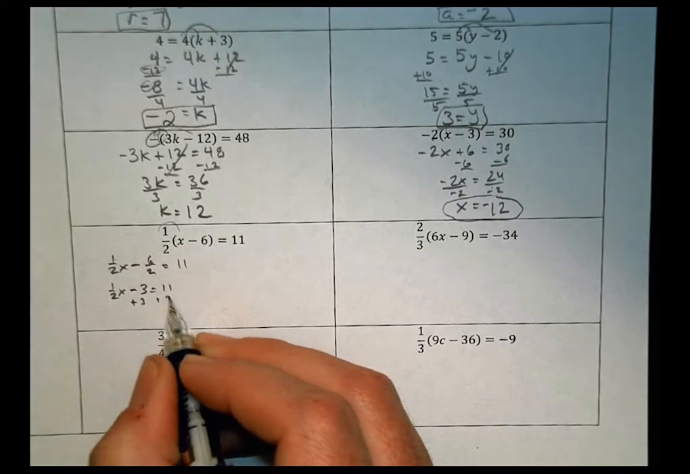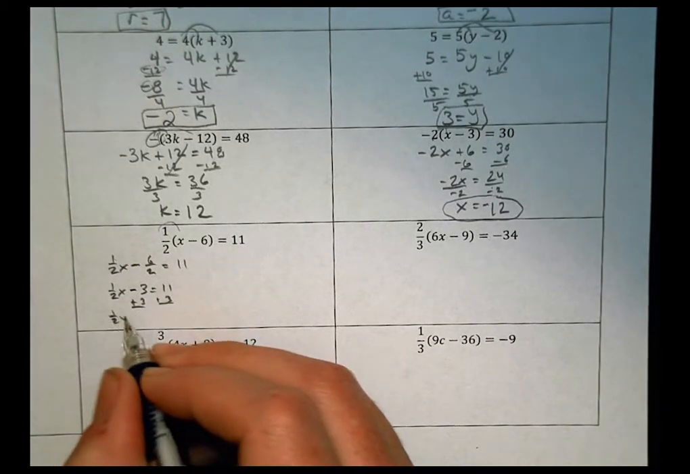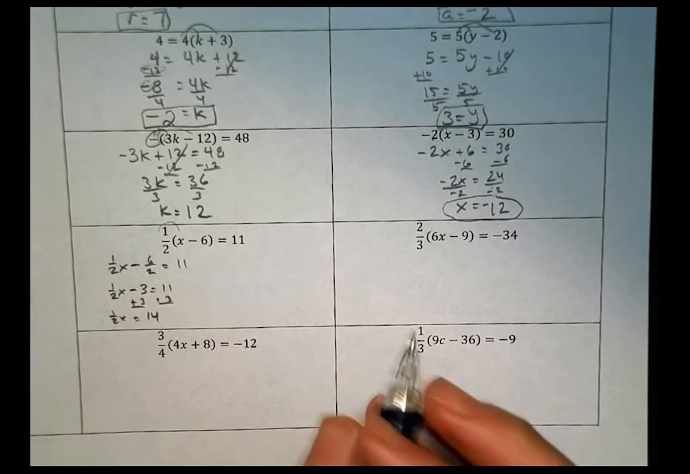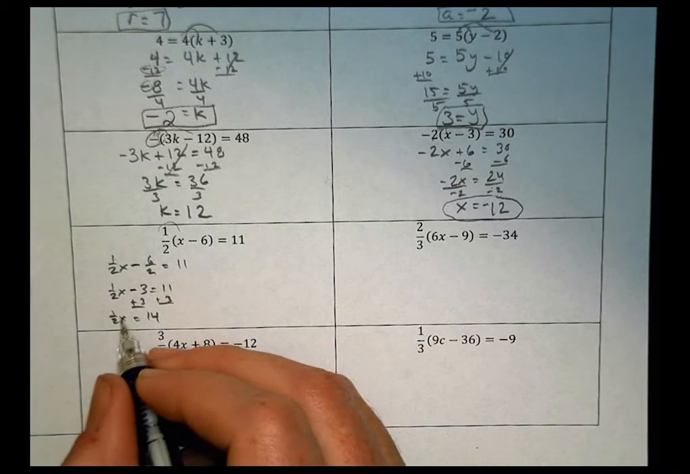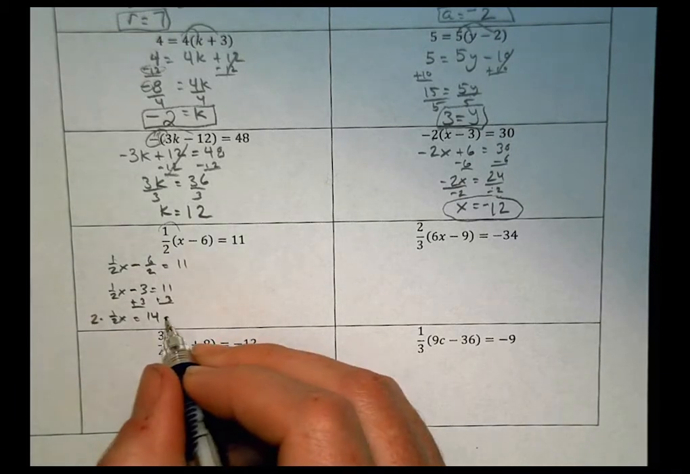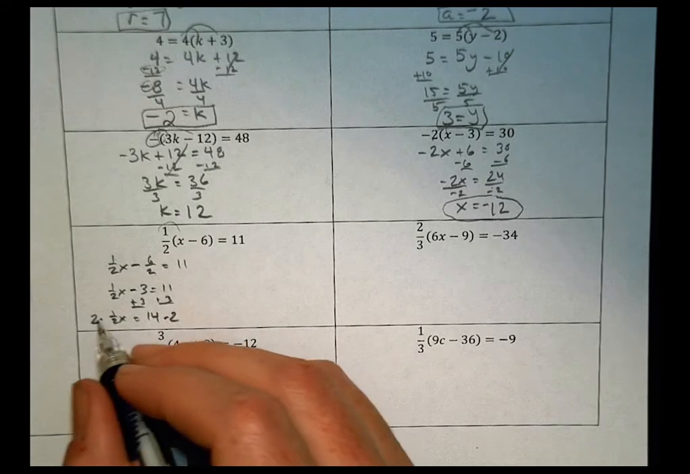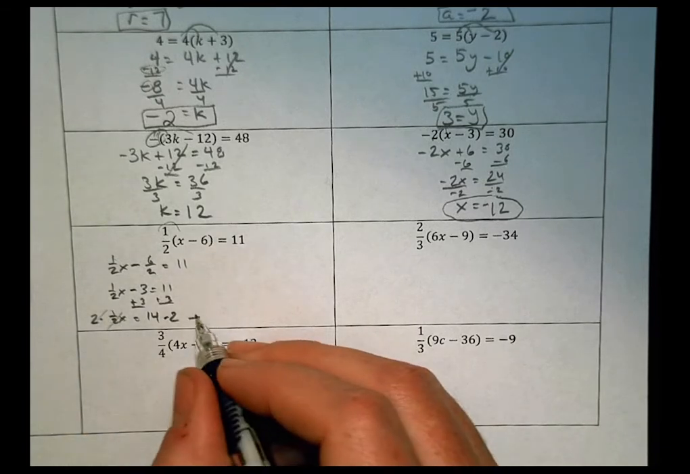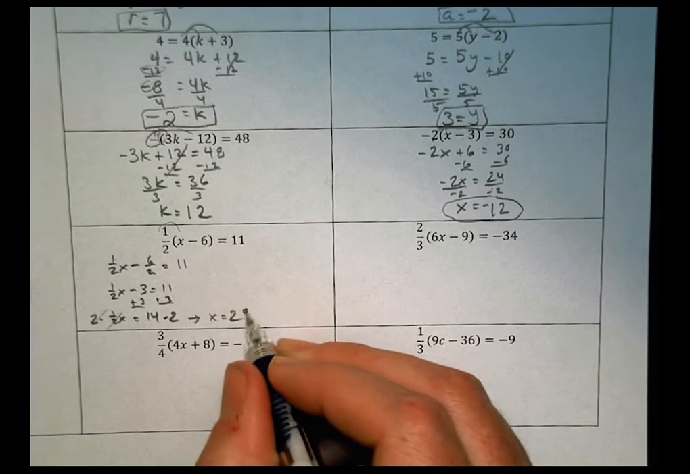I'll add 3 to both sides, so that 1/2 x equals 14. And to get the x by itself, I'll multiply both sides by 2, because that will reduce those, and I end up with x equals 28.